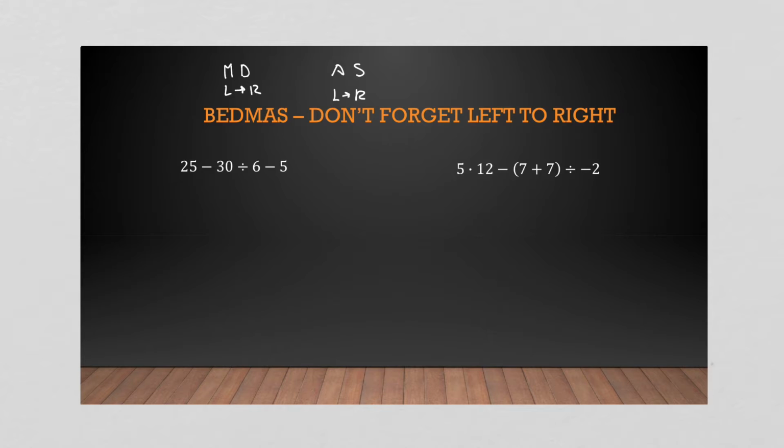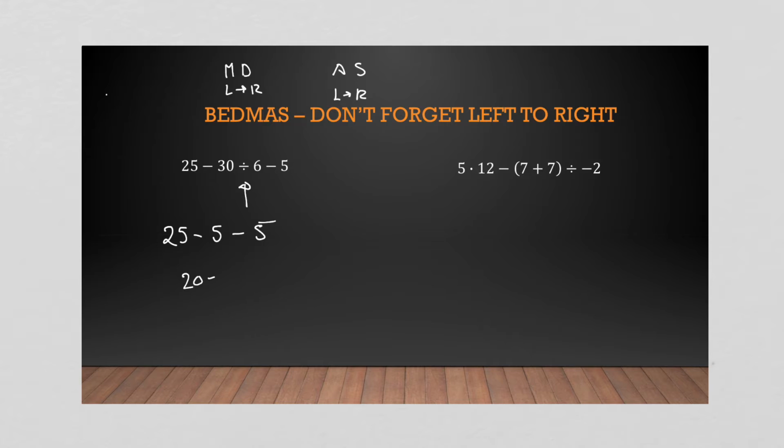So here we have division right in the middle of this first question. So we have to do that first. 25 minus 5, and then minus 5. And all we have left is subtraction, so we get 20 minus 5, which is 15.